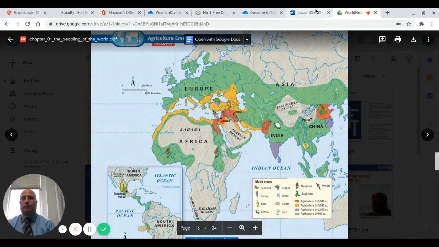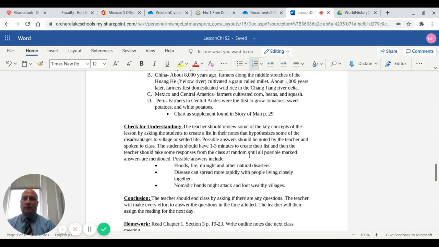That is the end of the lesson. To check for understanding, what I would have students do is take just a few minutes at the end of class to basically hypothesize some of the disadvantages that may exist by transferring from nomadic hunter-gatherer lifestyle to sedentary or settled village slash city living. And so we would come up with some brainstorming ideas to talk about, hey, what are some of the disadvantages? What could possibly happen that could go wrong if you are living in a sedentary lifestyle?